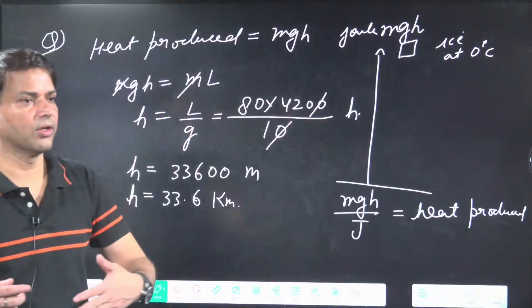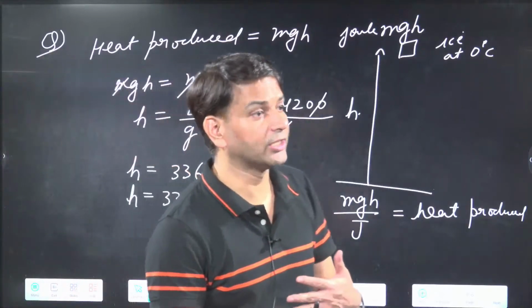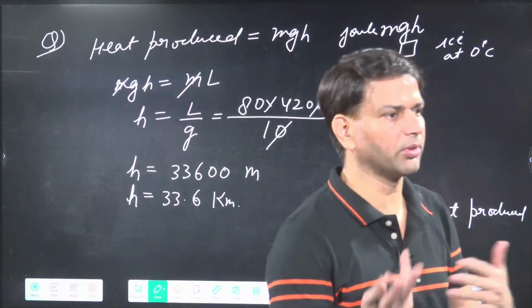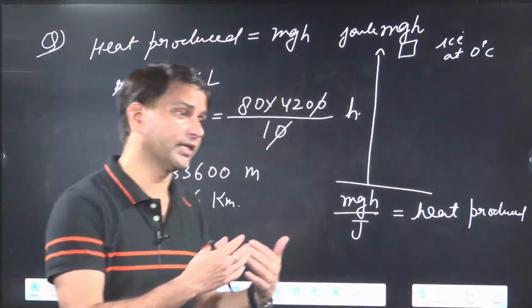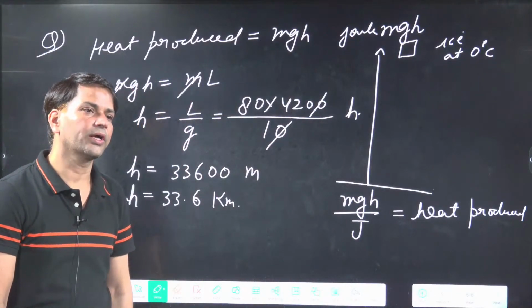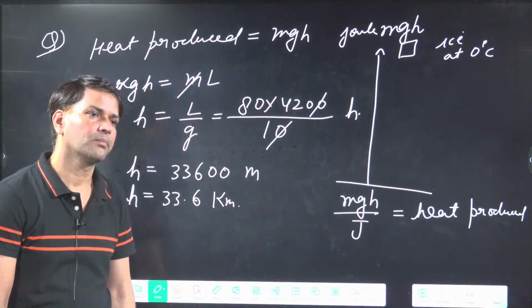Suppose they are saying half of the energy is converted into heat, then what heat produced will you take? mgh by 2. So according to the problem, we will take the heat produced, and if that heat is melting the ice, we will equate that heat with mL.